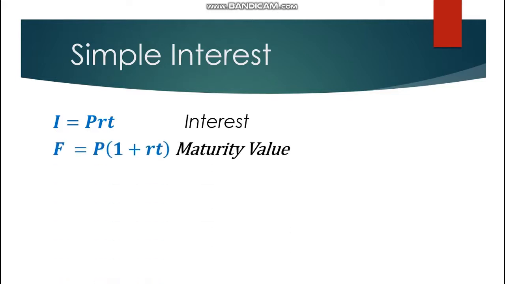And to compute for the future value of money or the maturity value, we may use F equals P times quantity 1 plus RT. Or just simply add the present value of money to the interest, and that will be the future value of money or the final amount or maturity value in a simple interest.